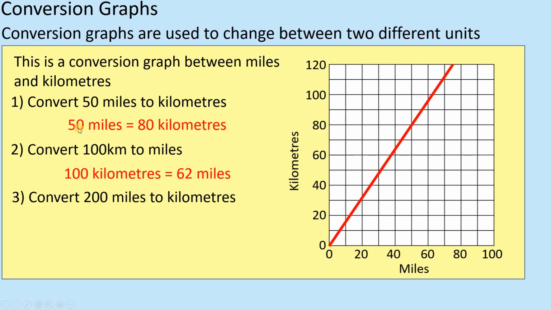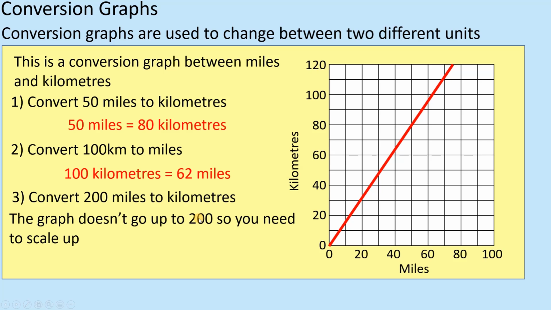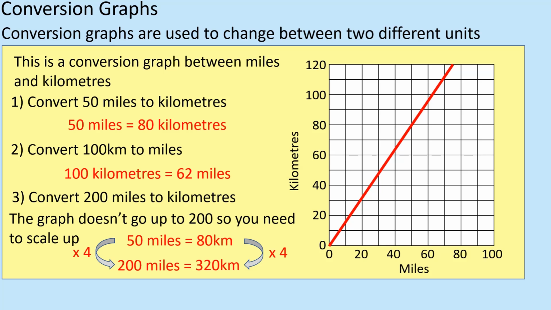80 kilometers. Then I can just times it by 4, which would be 320. But let's have a look. The graph doesn't go across to 200. 50 miles is 80 kilometers, so 200 miles is going to be 320. So the same kind of idea: don't just assume that you'll be reading straight from your graph. Potentially what you need to do is take a multiple of that and then read it in the same way.